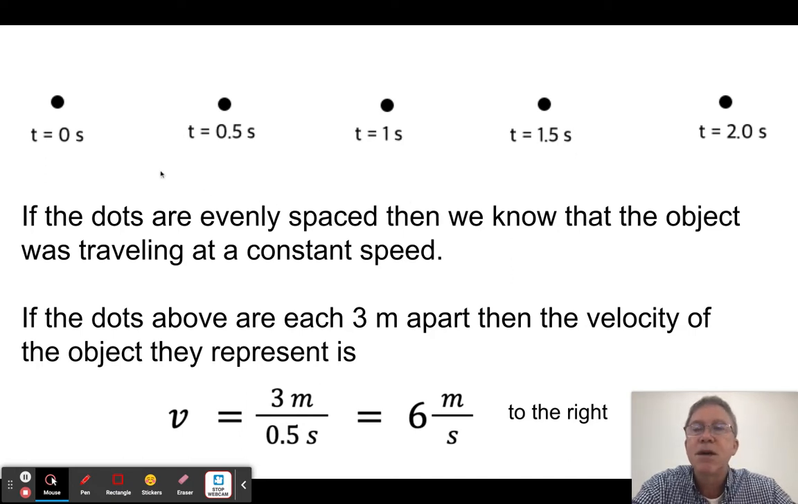So let's just look at the case here. If I'm told that the distance between these marks here is 3 meters, then I'd say, okay, well, delta x is 3 meters, and delta t is 0.5 seconds, because these are deposited every 0.5 seconds. So therefore, I can say 3 meters divided by 0.5 seconds gives me 6 meters per second, and I know it's traveling to the right because this is t0. So therefore, time over time it's traveling to the right.